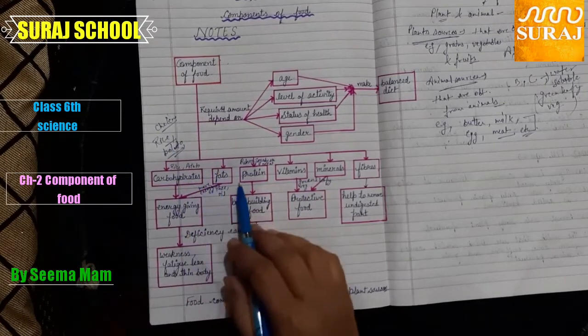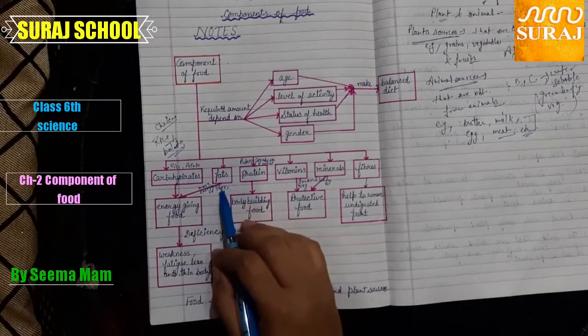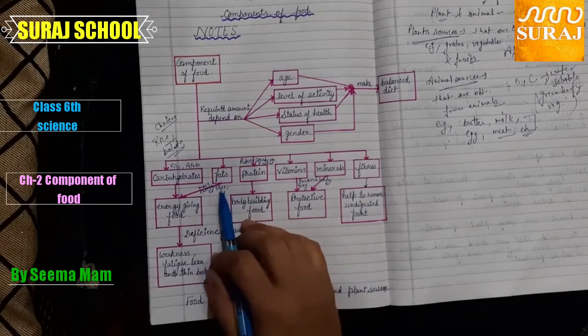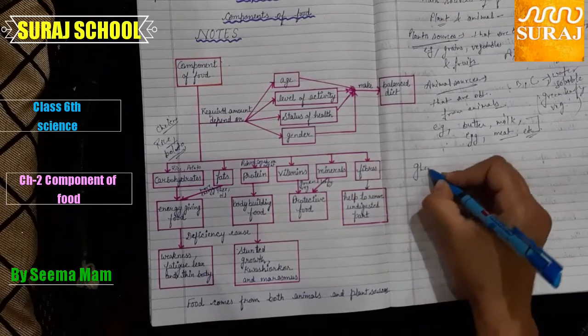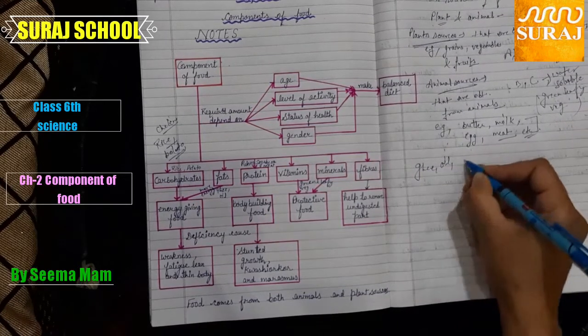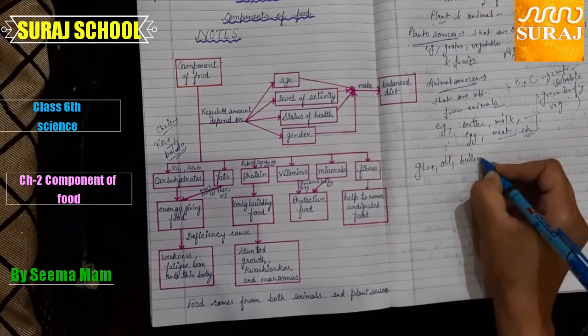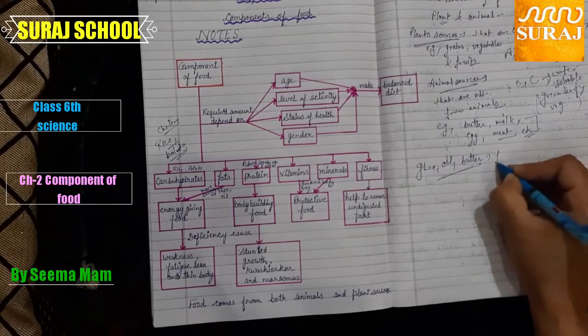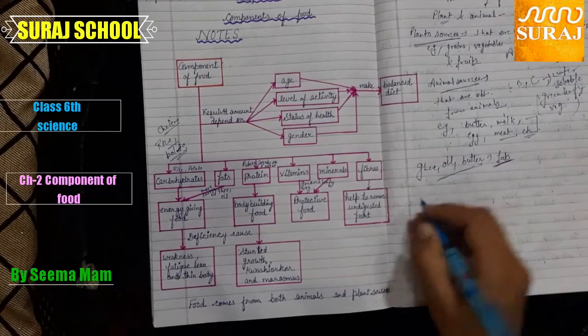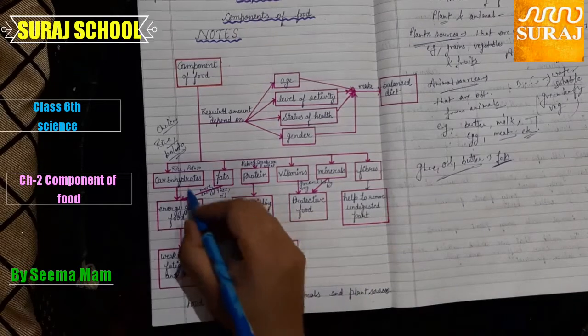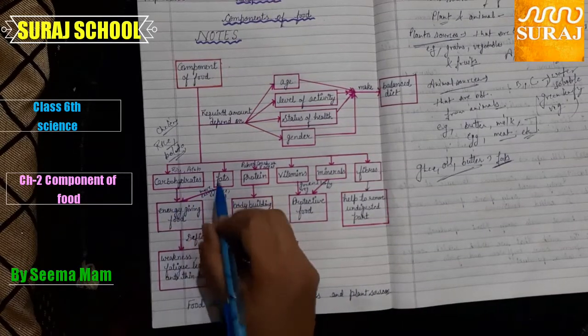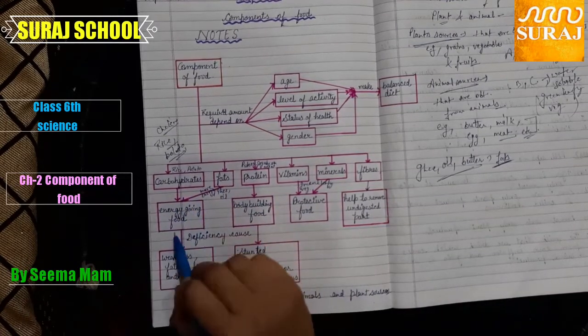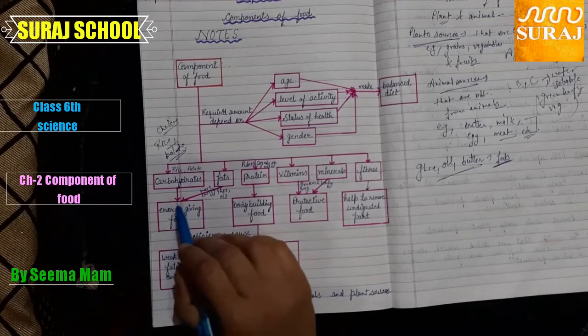And fat, all oily substances, for example, ghee, oil, butter. These items contain fat. And carbohydrates and fat are also known as energy giving food, right?